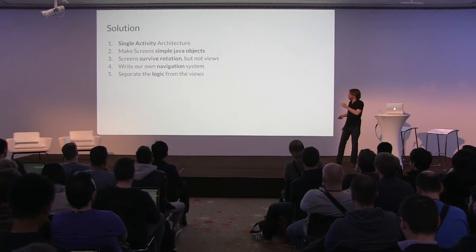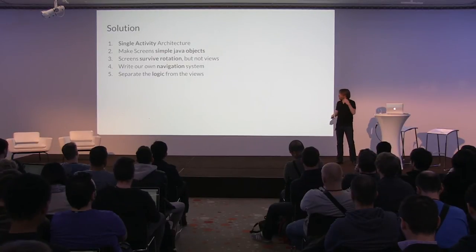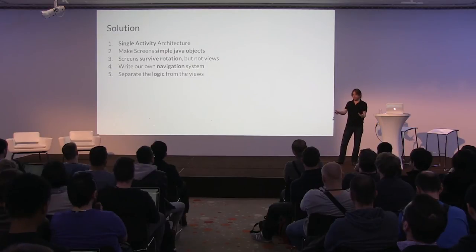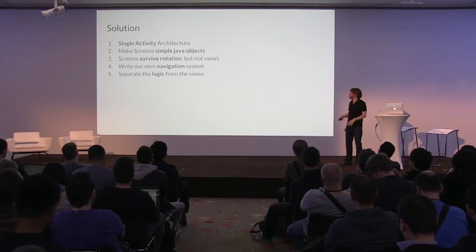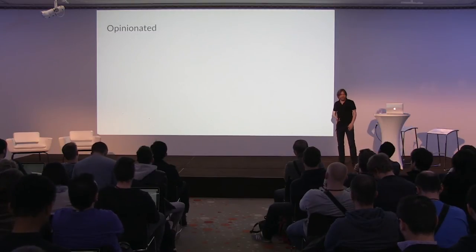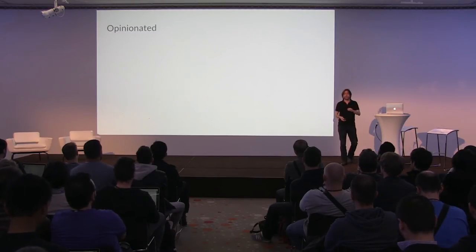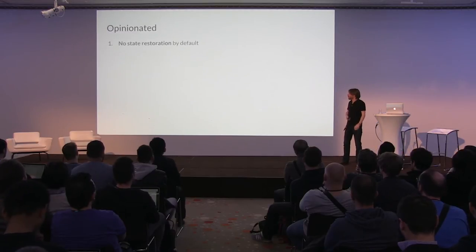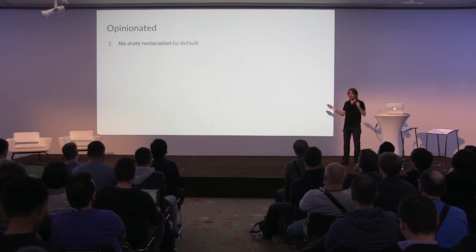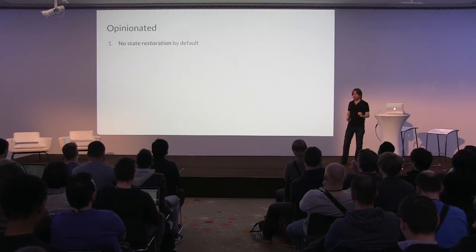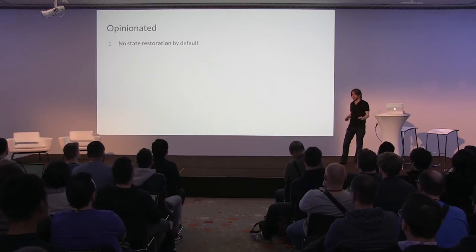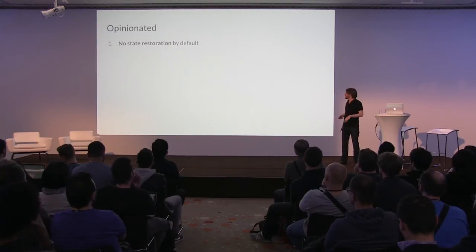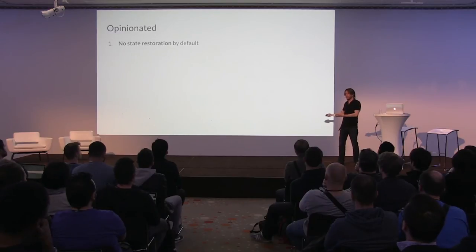But then, once we are done with all of that, we are going to be able to separate the logic from the views and have very clean code, while staying super simple in the implementation. And that means that I'm going to be a bit opinionated. So it's not for everyone. But for example, in my world, there is no state restoration by default. The default is that there is no state restoration, no serialization required at all. And that's because it's simpler. And then if you want it, of course, you can go ahead and implement it.